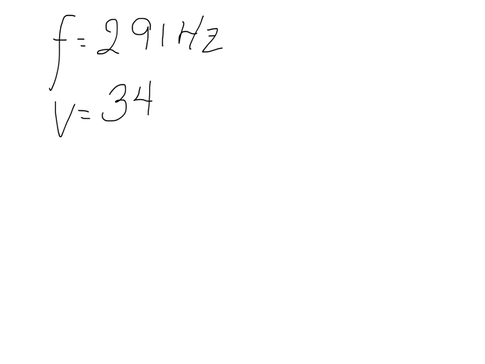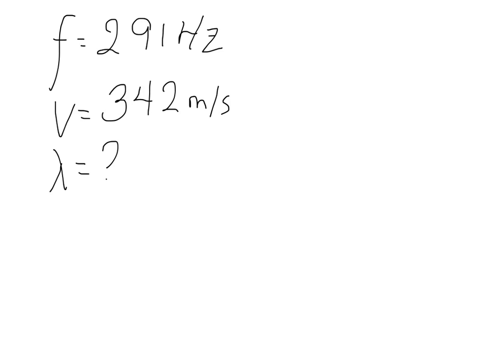Another way to look at it, let's say we have a sound wave. We have a tuning fork, and the tuning fork is at a frequency of 291 hertz. We know the velocity of sound at room temp is 342 meters per second. So what is the wavelength of the sound being emitted by the tuning fork pushing the air?